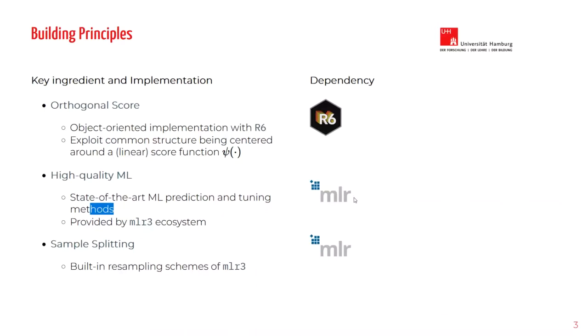The second ingredient was high-quality machine learning methods, and there we have an interface to the MLR3 ecosystem, because there they have a unified interface to the most important machine learning libraries in R, and they also have a lot of different tuning methods available. The MLR3 ecosystem is growing really fast. In the last years they added more and more packages and helpful things. To use sample splitting, we also use built-in functionalities of MLR3. This makes it possible to access a great range of different specifications with one double machine learning implementation.